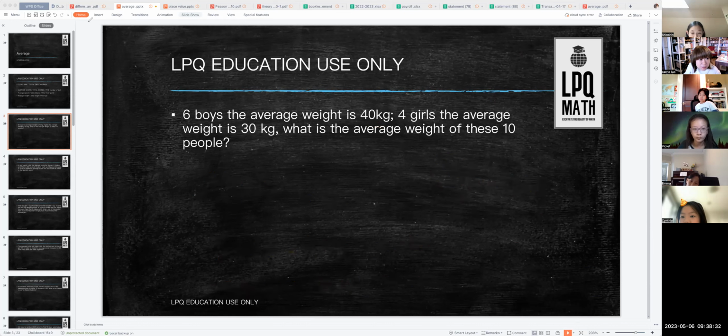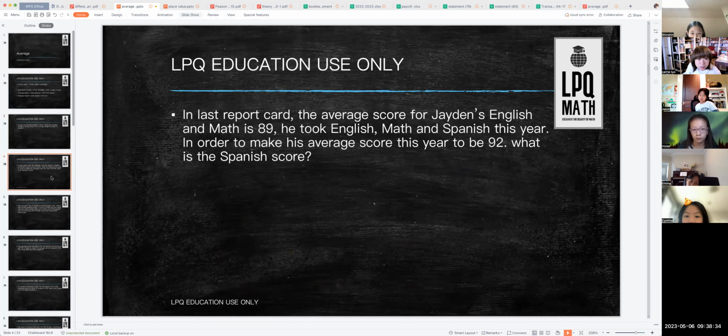Okay, so let's move forward to the next one, okay? The last report, the average score for Jaden's English and math is 89. He took English, math, and Spanish this year. In order to make his average score this year to be 92, what is the Spanish score? Okay, everybody, your turn.